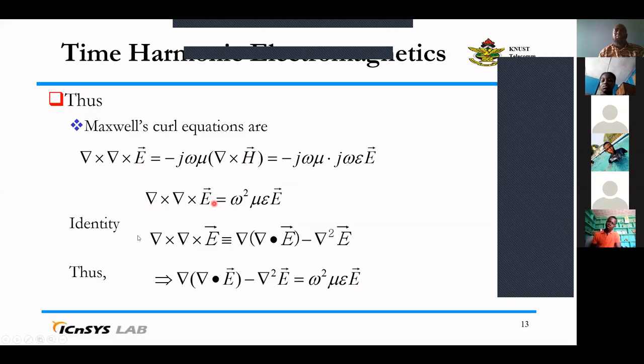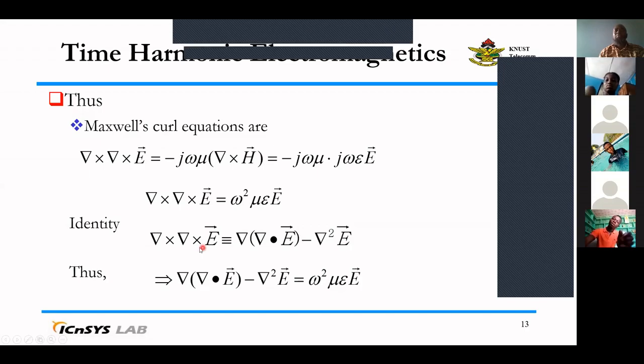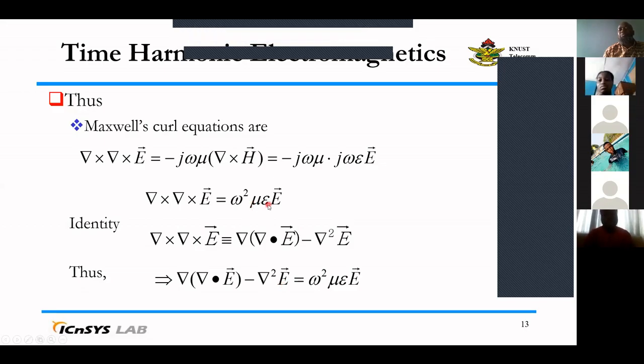Now, there is an identity that allows us to express this part of the equation in this form. The gradient of the divergence of E minus the Laplacian of E (∇²E) is equal to the curl of the curl of E. So instead of curl of curl of E, we can use this part, which is the gradient of the divergence of E minus ∇²E equals ω²με E.